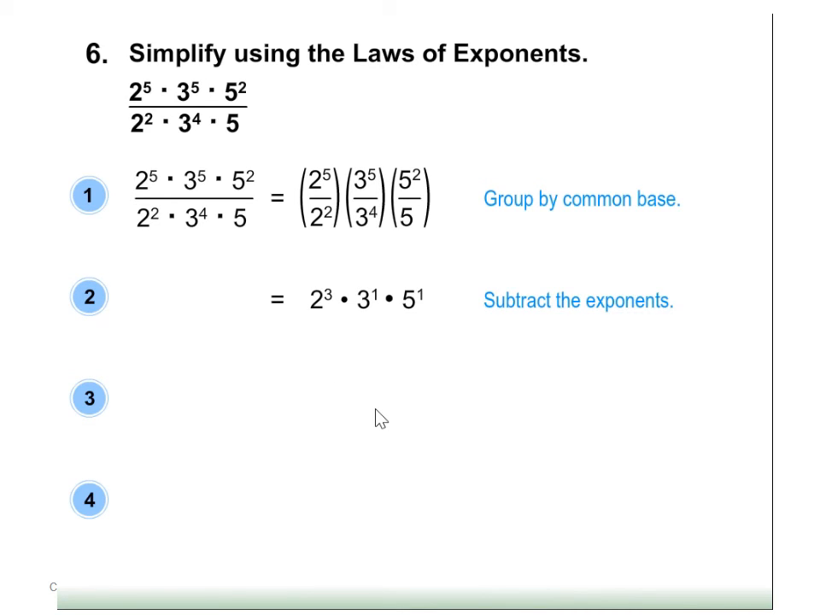Solve for each one. 2 to the 5th power divided by 2 to the 2nd power is 2 to the 3rd. 3 to the 5th power divided by 3 to the 4th power is 3 to the 1st, or just 3. And then 5 to the 2nd power divided by 5 to the 1st power is 5 to the 1st power. So subtracting the exponents. Solve 2 to the 3rd power is equal to 8 times 3 times 5, which gives us an answer of 120.